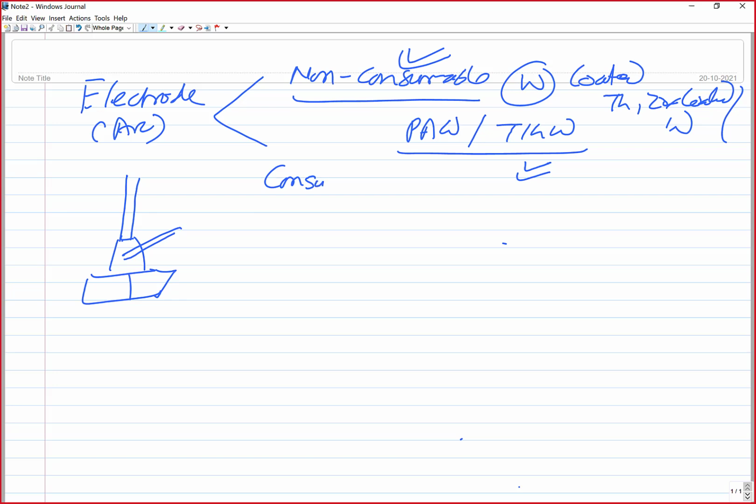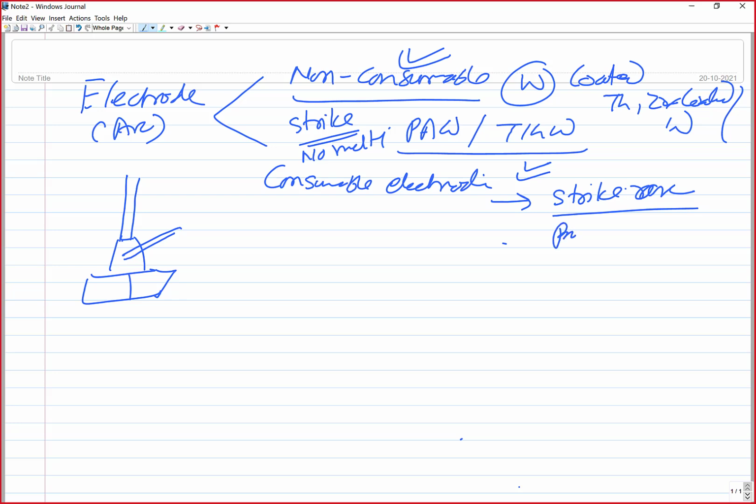But in consumable arc welding processes, another type of electrode is used, where the electrode is consumed. The non-consumable electrode primarily helps to strike the arc only, with no melting. But the consumable electrode performs both roles. It strikes the welding arc, number one, and second, it provides the molten metal for filling the gap or for developing the weld joint. So both roles are performed by the electrode in consumable electrode welding processes.